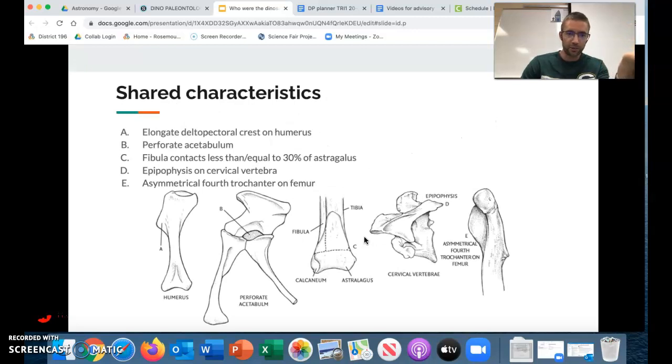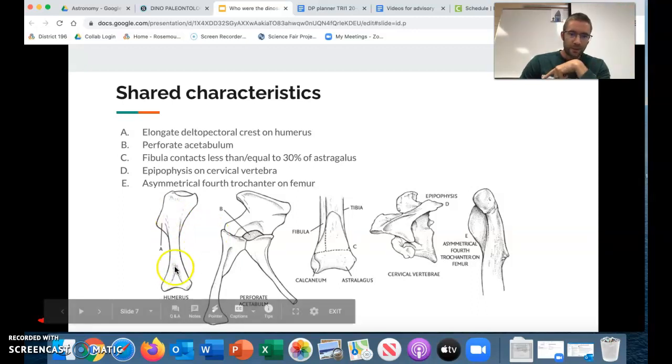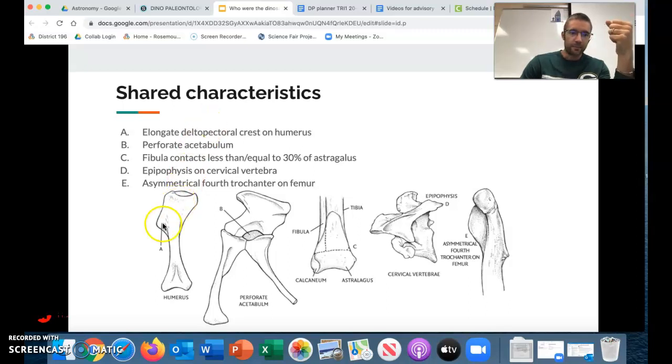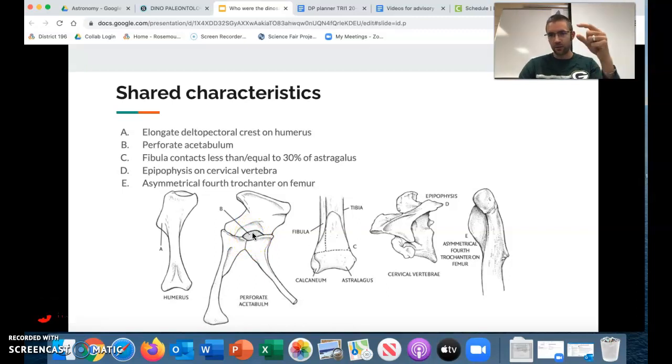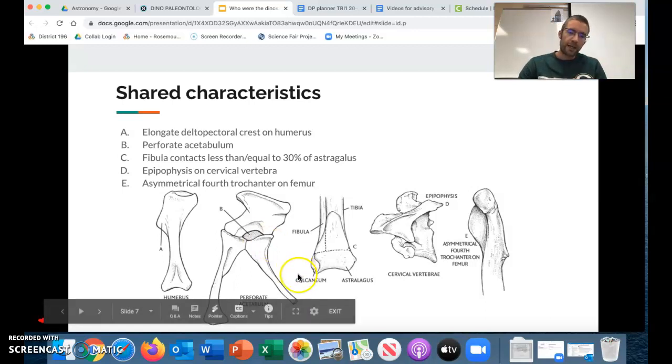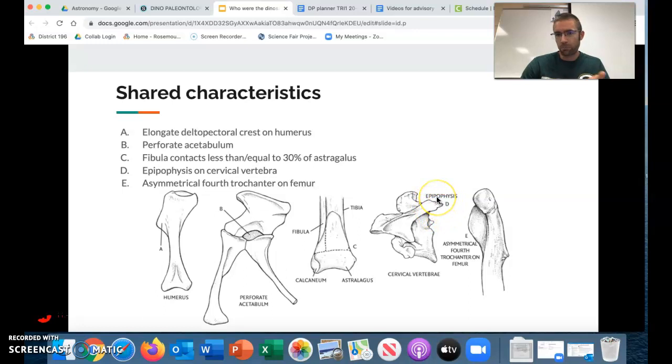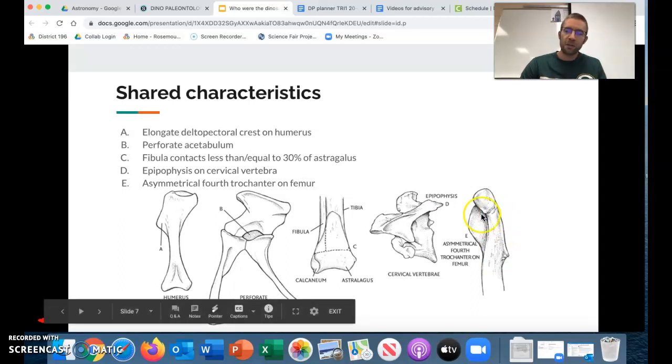So what are some of those shared characteristics? Well, they deal a lot with locomotion, which we'll talk about in a second. If we take a look, they all share at least a common ancestor that had an extension out here on the humerus for muscle attachment. In their hips, they had an open space here for the femur to get into, which helped them with locomotion. They had a fibula that didn't touch the astragalus overly much. When it comes to their cervical or neck vertebrae, they have these little extensions out here. The point of those is to allow for more neck muscle attachment, so to have stronger necks. And then when it comes to their femur, they've got this asymmetrical extension to help with, again, muscle attachment.